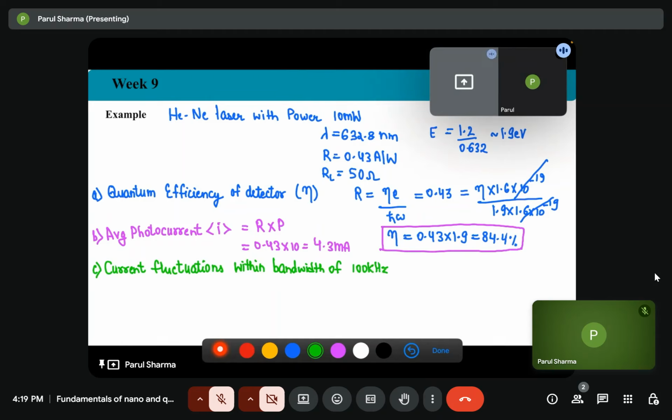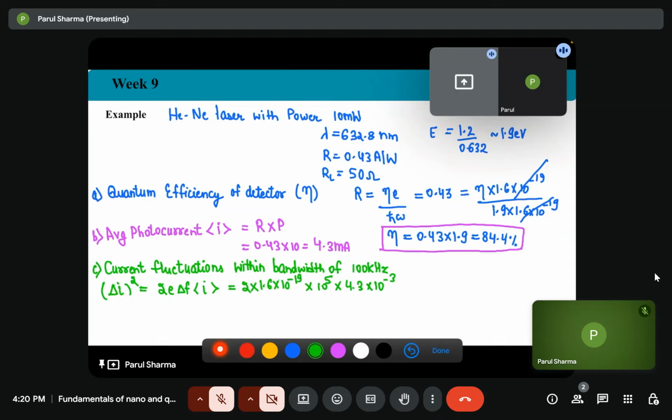So delta I square is given by 2e delta f I, which is 2 into 1.6 into 10 raised to power minus 19 into 10 raised to power 5, that is 100 kilohertz, and I is 4.3 milliampere, that is 4.3 into 10 raised to power minus 3.